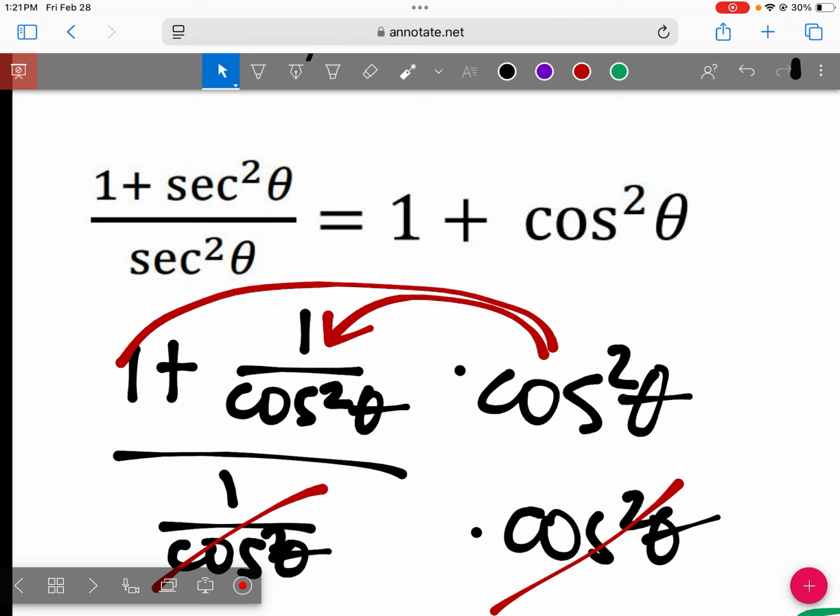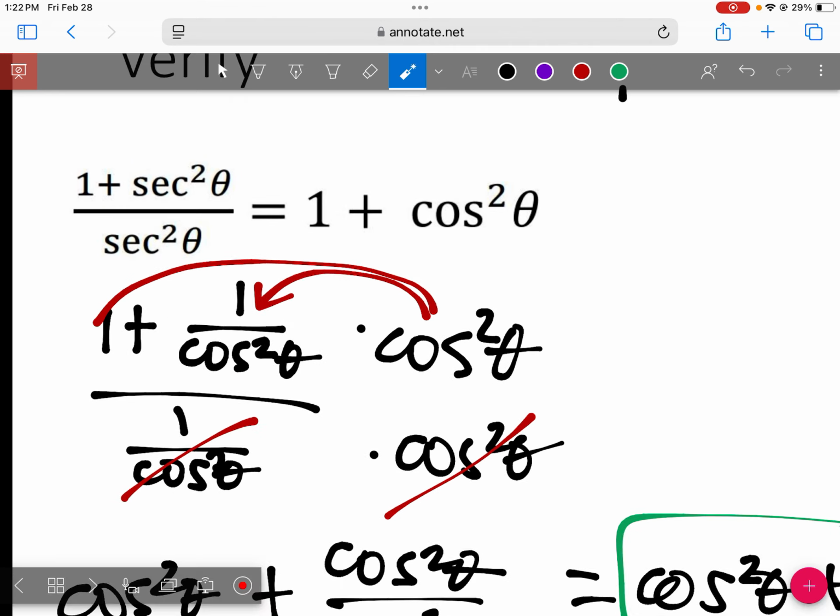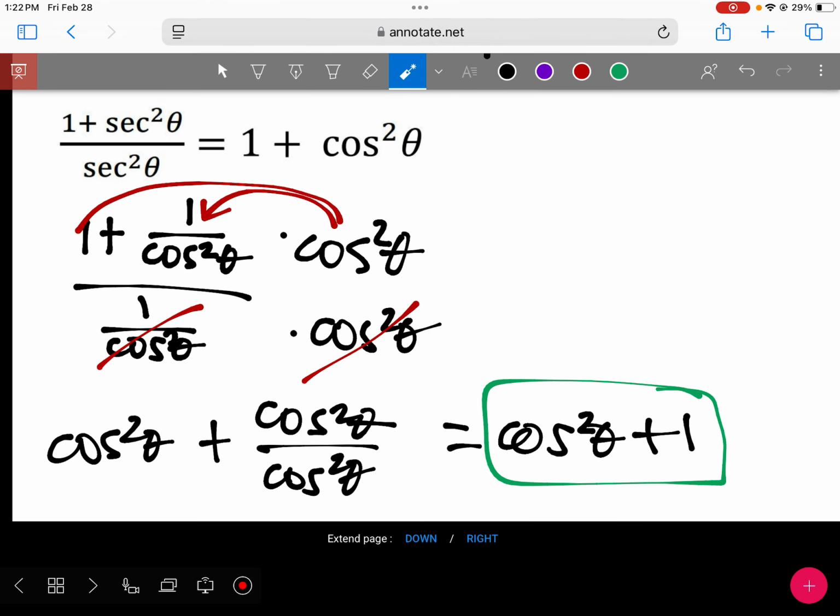I pulled the cosine squared up. Down here in the bottom, they cancel, right? And then cosine squared, if I distribute it to the 1, and then I distribute it here, it's literally as easy as that. So this one, you didn't have to use a lot of identities. You literally just had to pull that cosine up to the top.